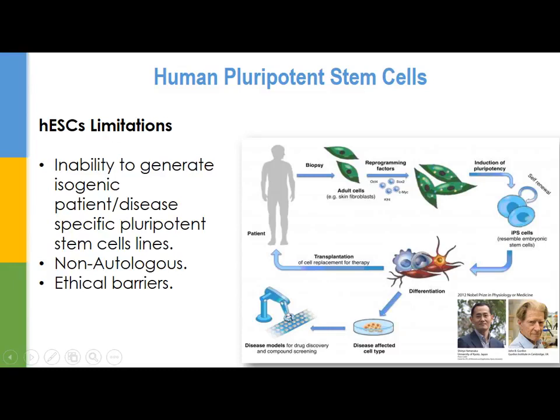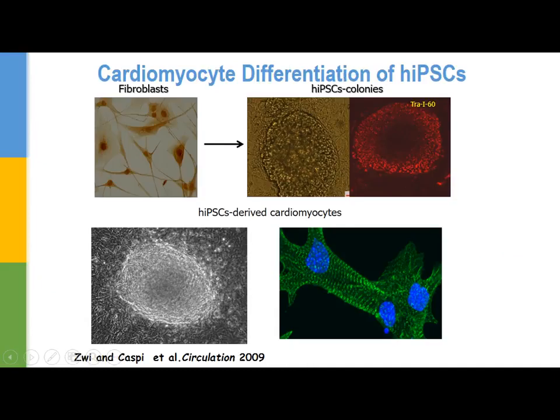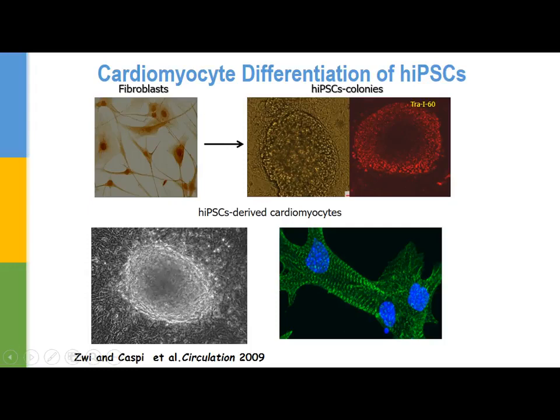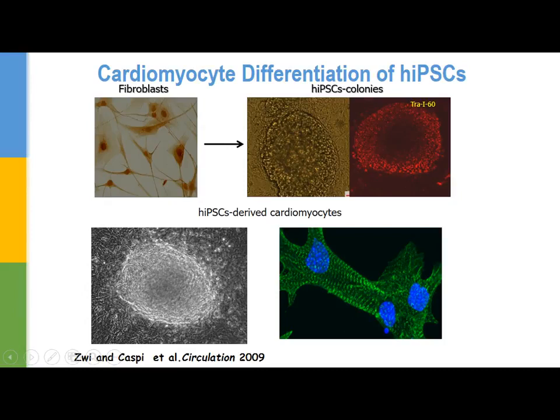And then we can use these cells, maybe in the future, for regeneration and for drug screening and toxicity screening. Shortly after the introduction of the iPS technology, we were able to generate cardiomyocytes from human iPS cells, and we have shown that these cardiomyocytes are very similar to those from human embryonic stem cells.